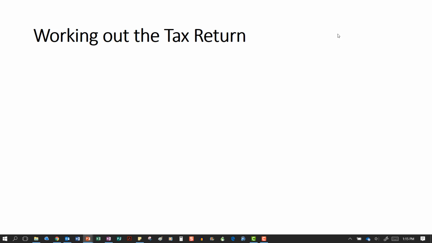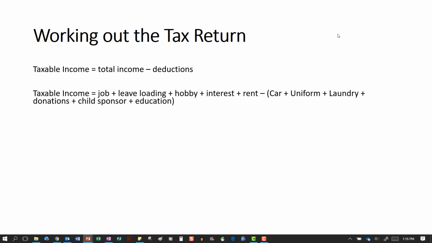Now working out the tax return then. As always, the first step is your taxable income is your total income minus all deductions. The total income in this instance is the job plus the leave loading plus hobby plus interest plus the rent. The deductions are the car, uniform, laundry, donations, child sponsor, and education expenses.